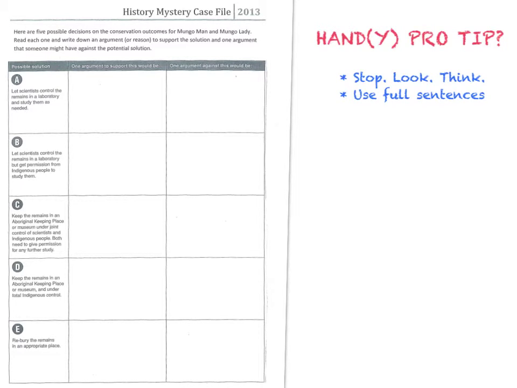You can see here that this is a table on the conservation outcomes for Mungo Man and Mungo Lady. On the left-hand side here is a list of possible solutions. My pro tip is exactly the same as it was before. Stop, look, and think. Make sure you read everything carefully that's available to you.